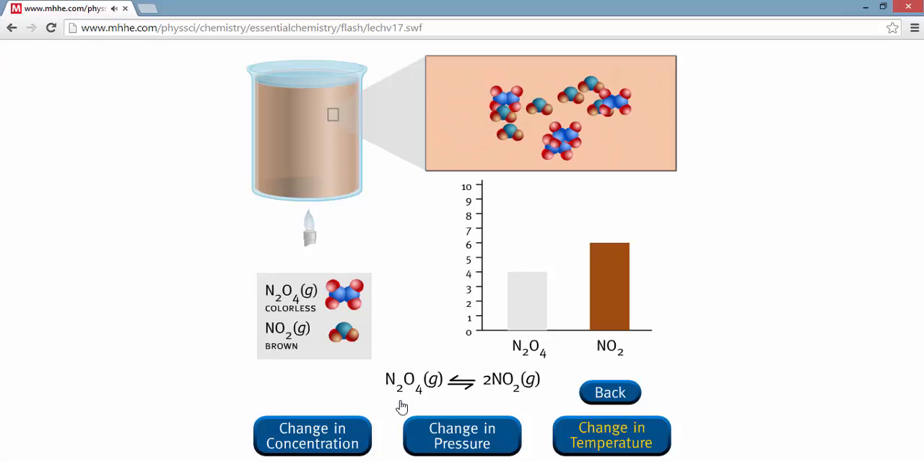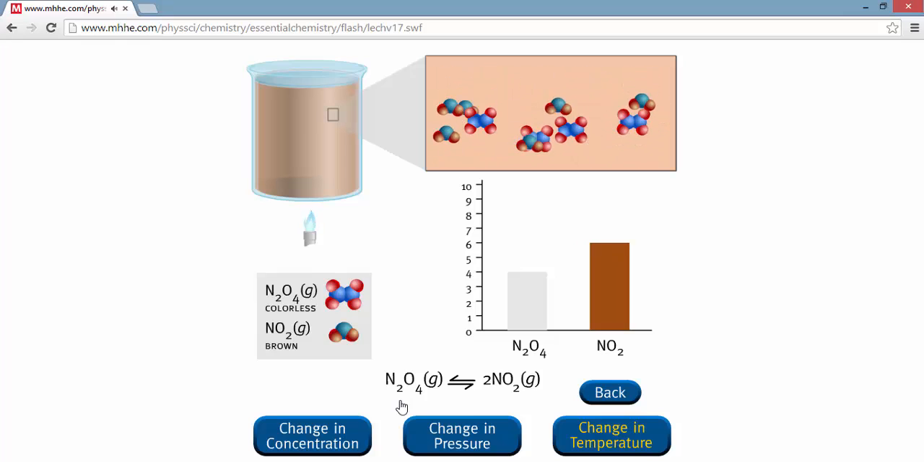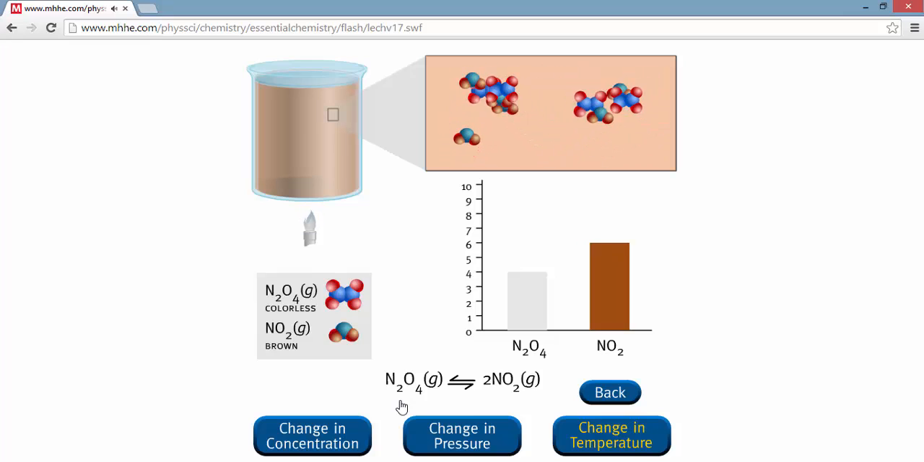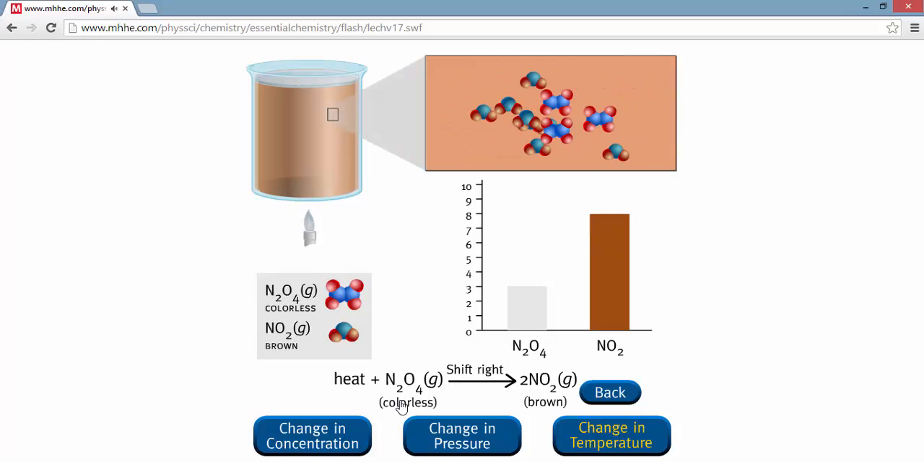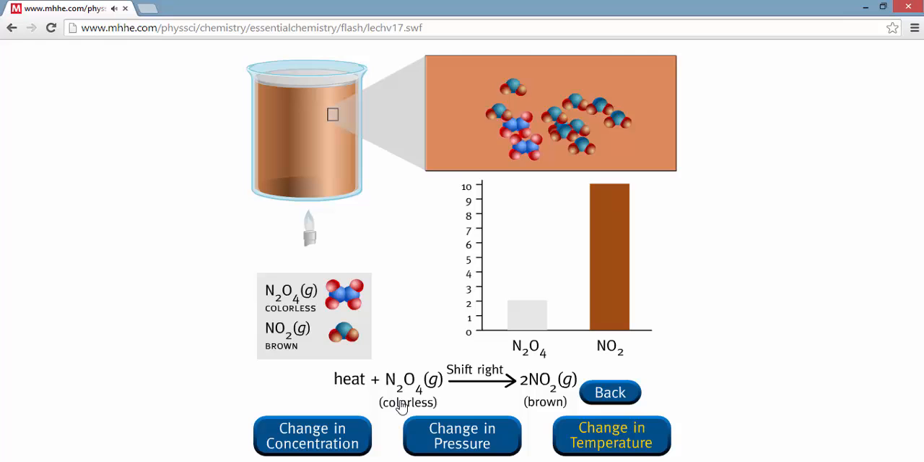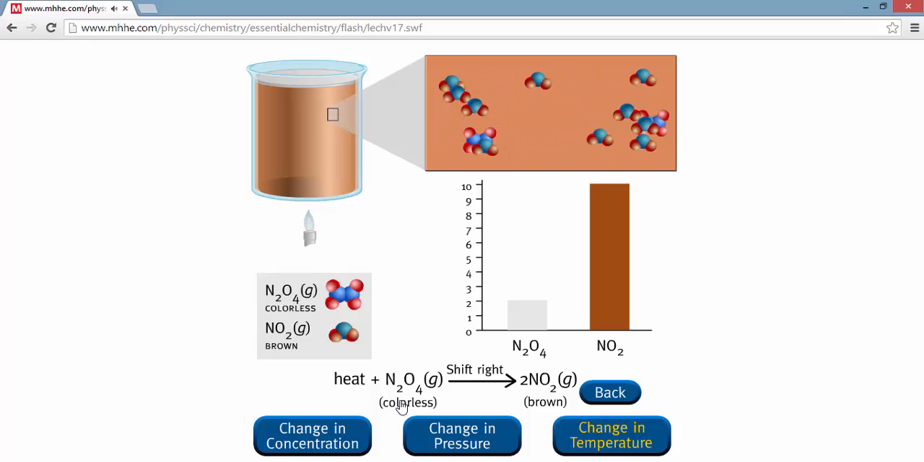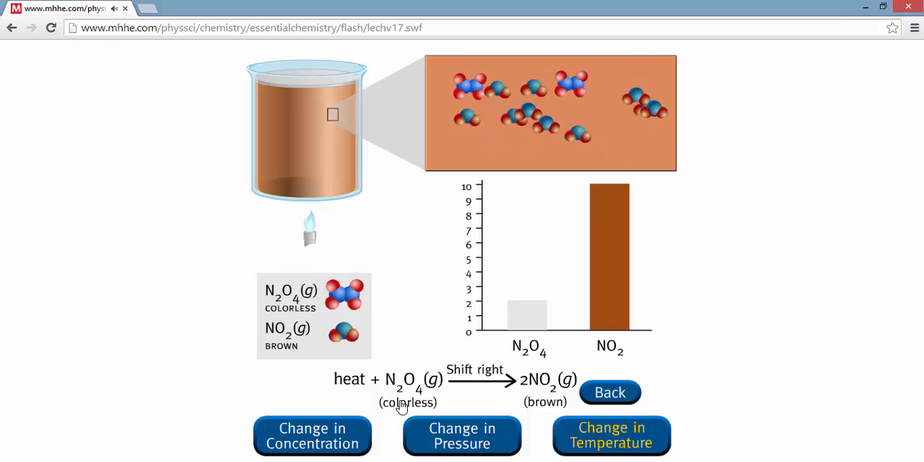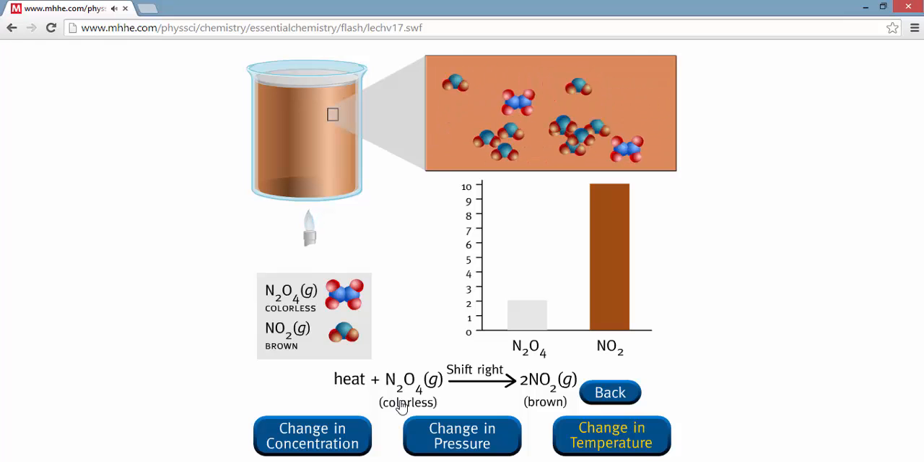Le Chatelier's principle states that this stress will be partially offset. This reaction is endothermic, so you can think of heat as a reactant. Heat must be supplied to the reacting mixture. The system can partially remove the added heat by shifting to the right, producing more NO2 and decreasing N2O4, as you can see in the microscopic view. As more NO2, a brown gas, is produced, the color of the equilibrium mixture darkens, as you can see in the macroscopic view.